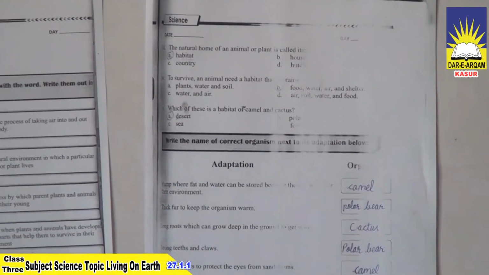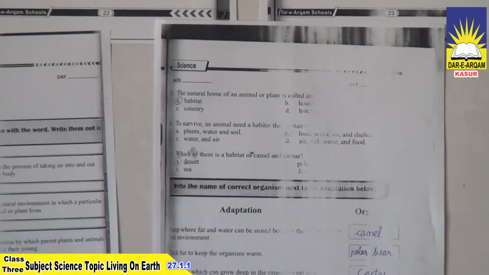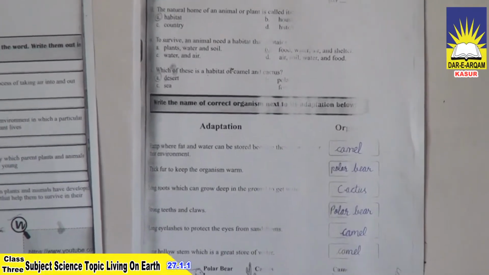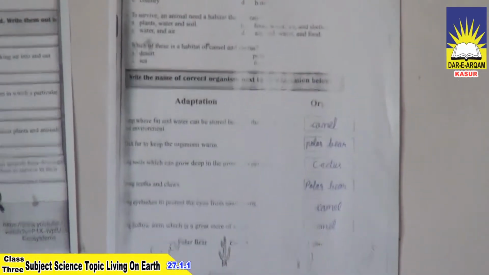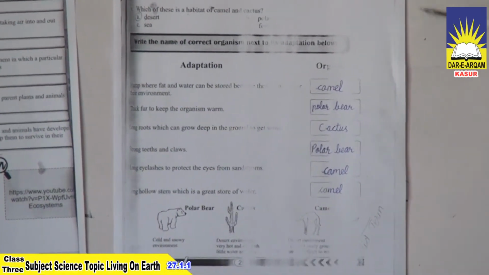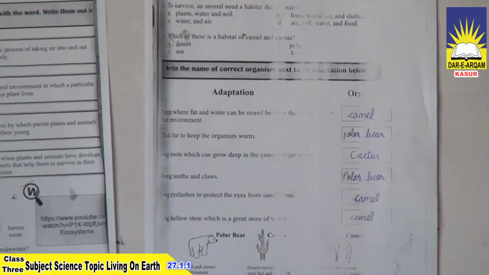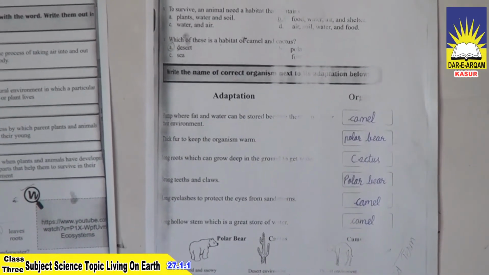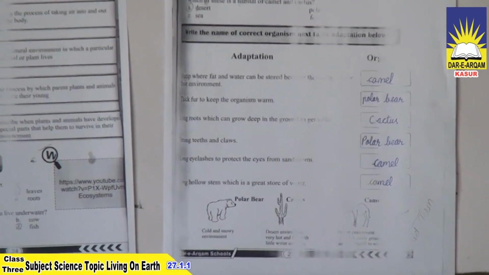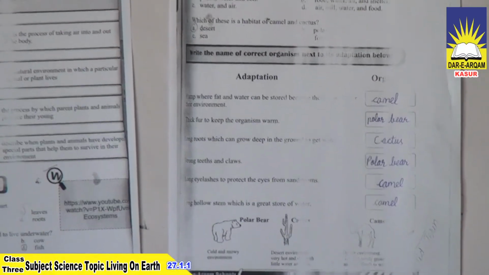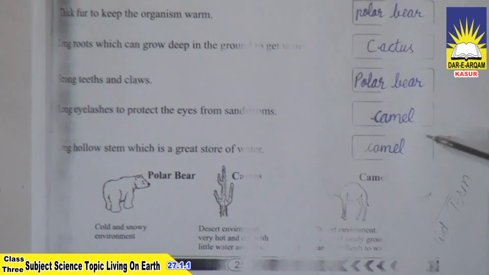The last one is write the name of the correct organism next to its adaptation below. Humps where fat and water can be stored because there is no water in their environment, that is camel. Polar bear, cactus and camel are the options we put in these boxes. Thick fur to keep the organism warm, that is the polar bear. Third one is long roots which can grow deep in the ground to get water, that is the cactus. Fourth is strong teeth and claws, that is the polar bear. Long eyelashes to protect the eyes from sandstorms, camel. And the last one is long hollow stem which is a great store of water, that is cactus.